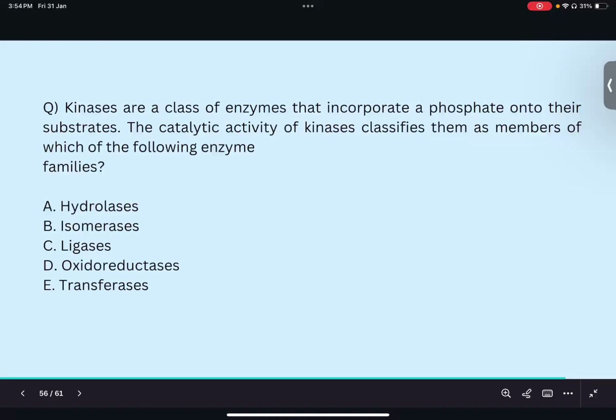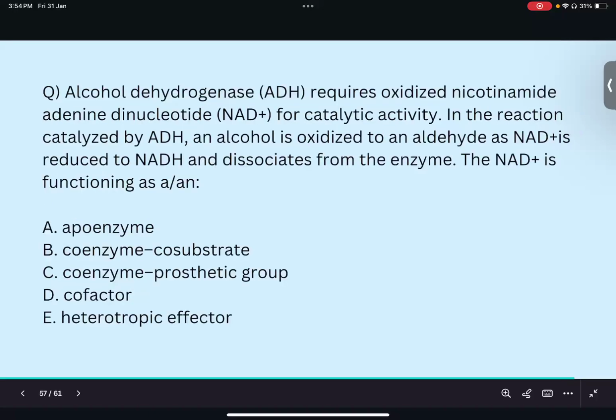Here, kinases are a class of enzymes that incorporate a phosphate into their substrates. The catalytic function of kinases classifies them as members of which of the following enzyme families? Kinases add phosphates, so which group of enzymes are these? They are transferases. Anything that adds a phosphate, or kinases, is related to transferases.